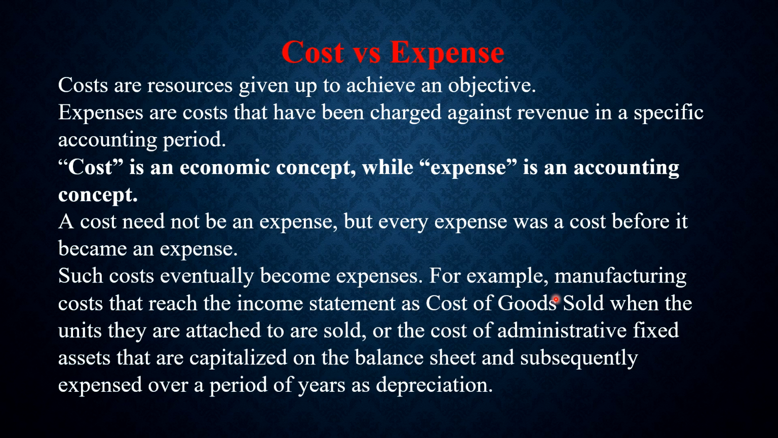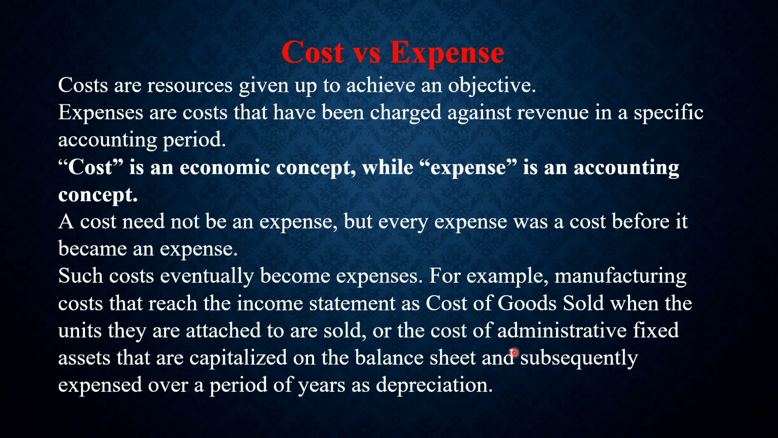For example, manufacturing costs reach the income statement as cost of goods sold when the units they are attached to are sold. The cost of administration fixed assets is capitalized on the balance sheet and subsequently expensed over a period of years as depreciation.